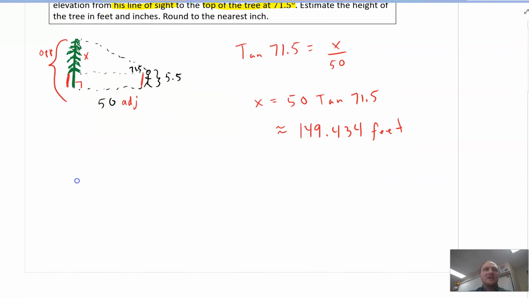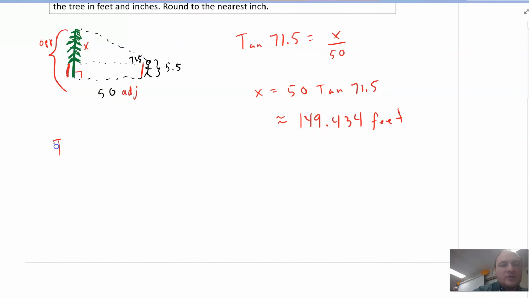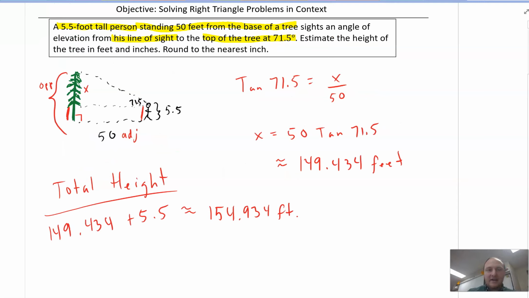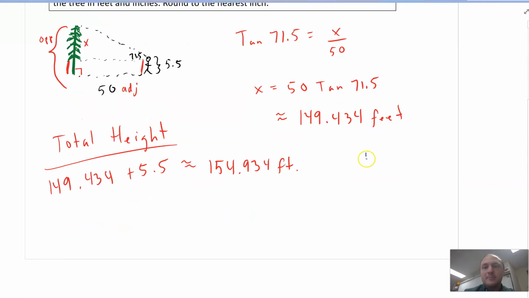All right. So what I want to do is find the total height of the tree. So I'm going to take this value, 149.434, and add 5.5 to it to give us approximately 154.934 feet. All right, so that's the height of the tree. I just added it to how tall that person was. Now, what they want is feet and inches. I can say the tree is for sure 154 feet tall.